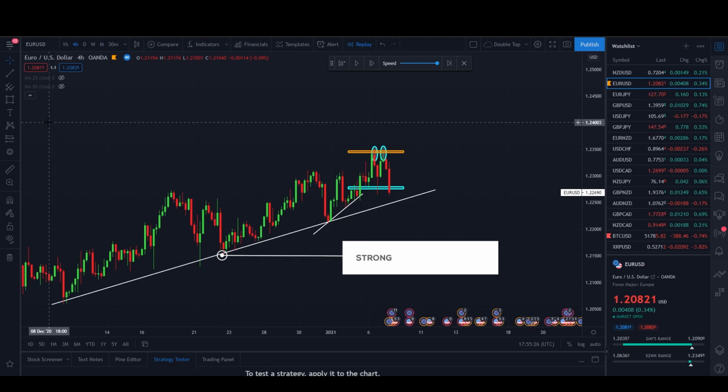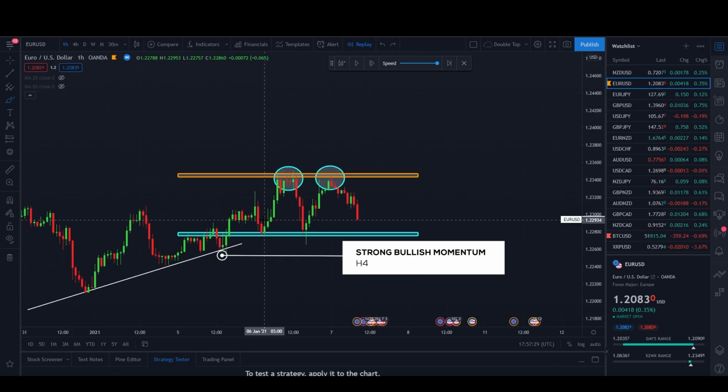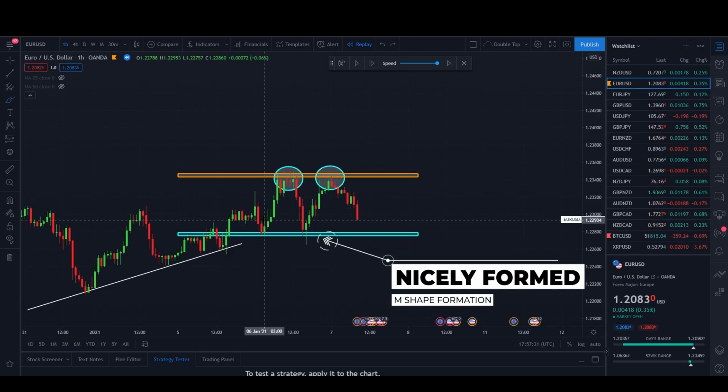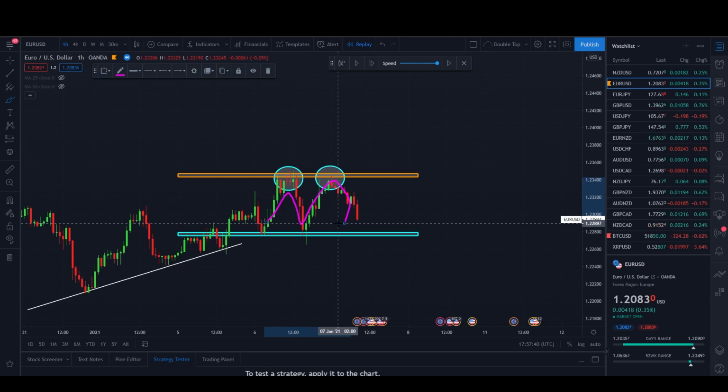So here is the Euro USD on the 4 hour chart. The market is still trending towards the upside, clearly showing the buyers' pressure. Back on the 1 hour chart, we notice that we do have a well-defined neckline support and a clear M-shaped formation because of the double top at pretty much the same height.